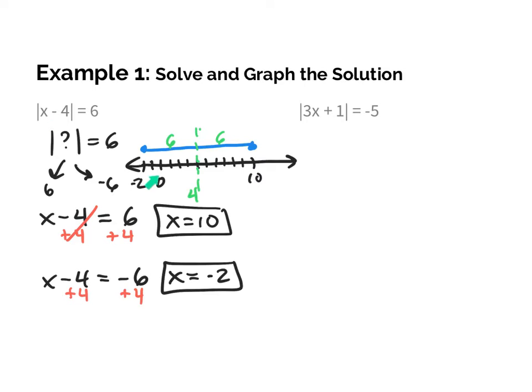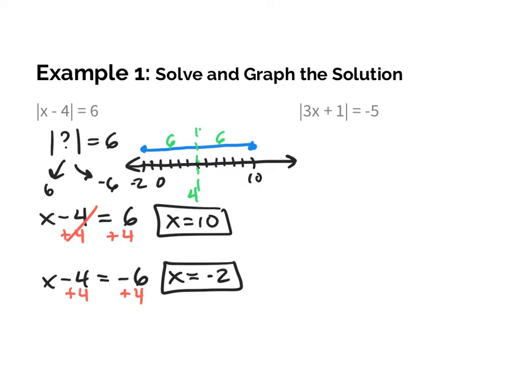So essentially what happens is that we'd normally be looking at 0, but the minus 4 shifted that over 4 units, and now we're looking at 6 units on either side of 4. Okay, so that's how you can visualize this graphically, but again, our goal is to solve things algebraically. All right, next one.